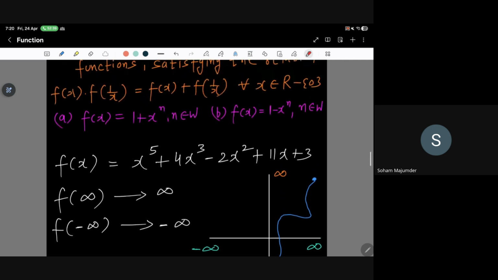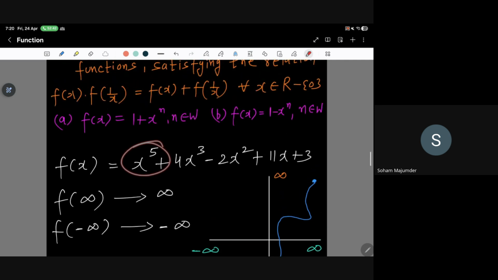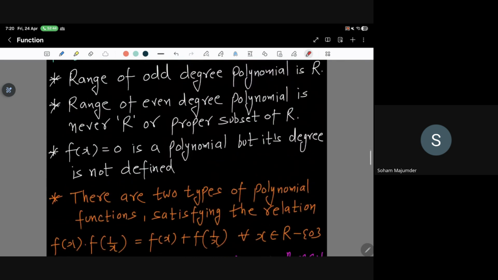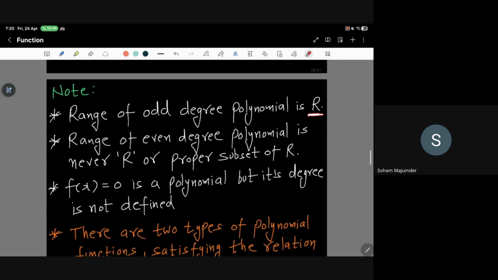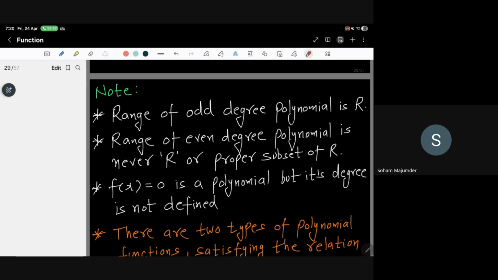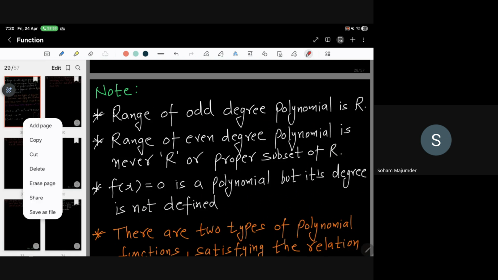So the range of an odd degree polynomial is always all real numbers. Without thinking of anything, the range of an odd degree polynomial is all real numbers. Yes, any doubt here in this part?